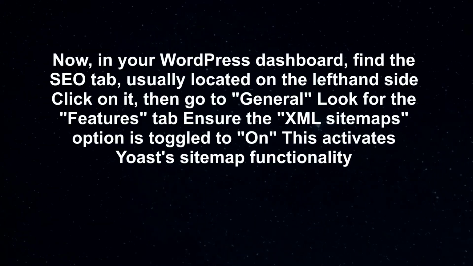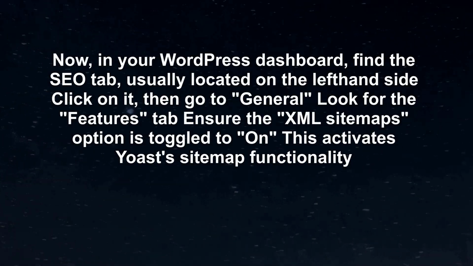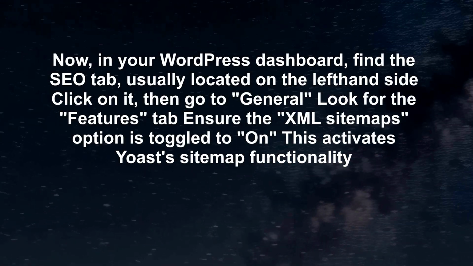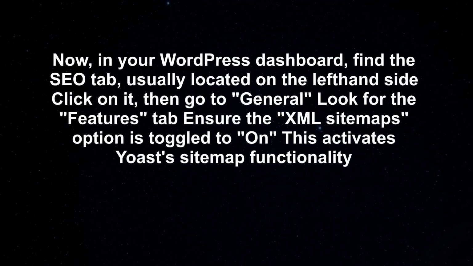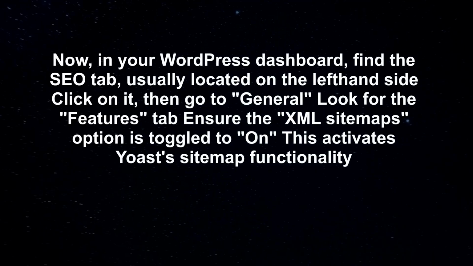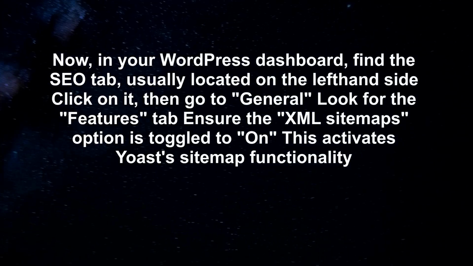Now, in your WordPress dashboard, find the SEO tab, usually located on the left-hand side. Click on it, then go to General. Look for the Features tab. Ensure the XML Sitemaps option is toggled on, and this activates Yoast Sitemap functionality.